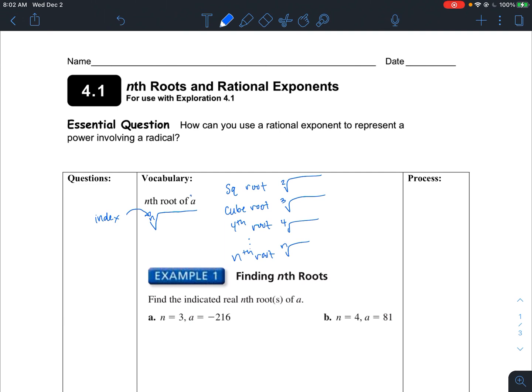And whenever we say "of a," we're just basically saying of a number. So you could say, what is the second root, or in other words, the square root of a. This would be the square root of a, or the third root of a, or the fourth root of a. So basically, that's what the nth root pretty much means.